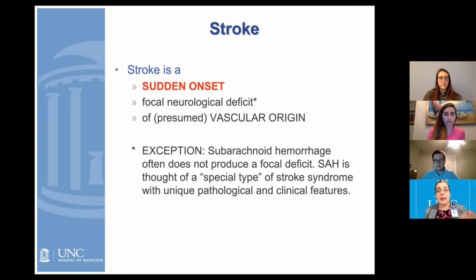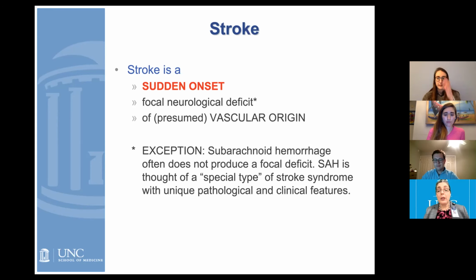What that means is they arise from a very specific part of the brain, a very focal point. And typically, because we know the anatomy, because as Sarah outlined, the anatomy of the blood vessels are very structured and organized to supply a certain part of the brain, we know that the origin of the stroke is of a vascular origin. Now, the one exception to this rule is subarachnoid hemorrhage.